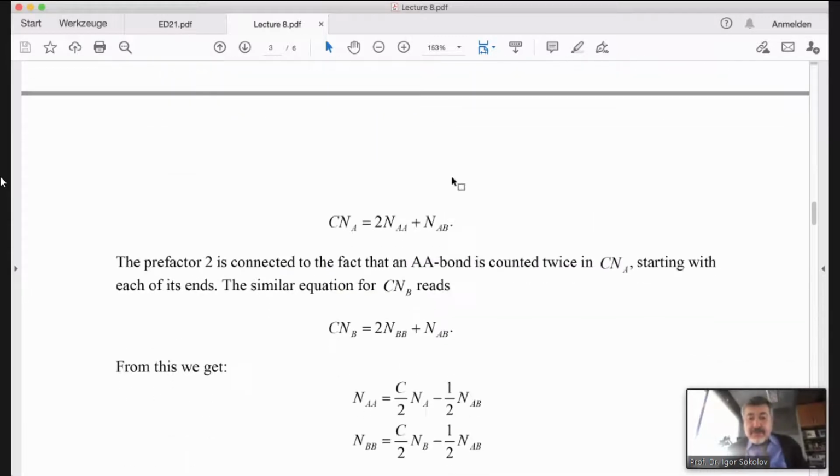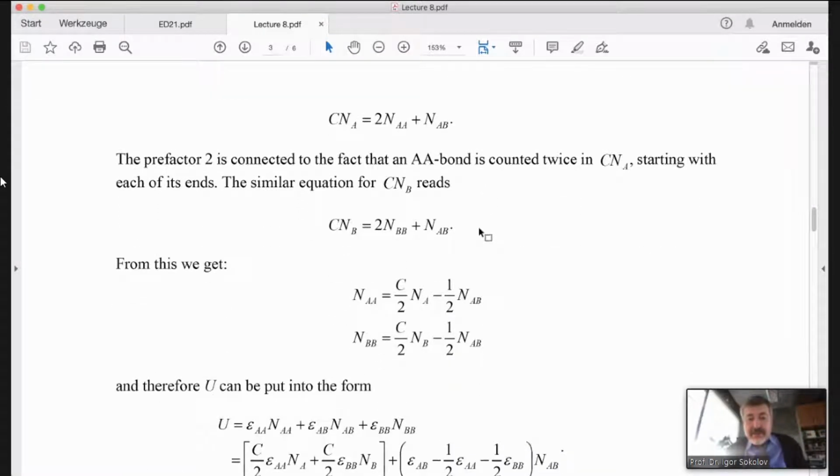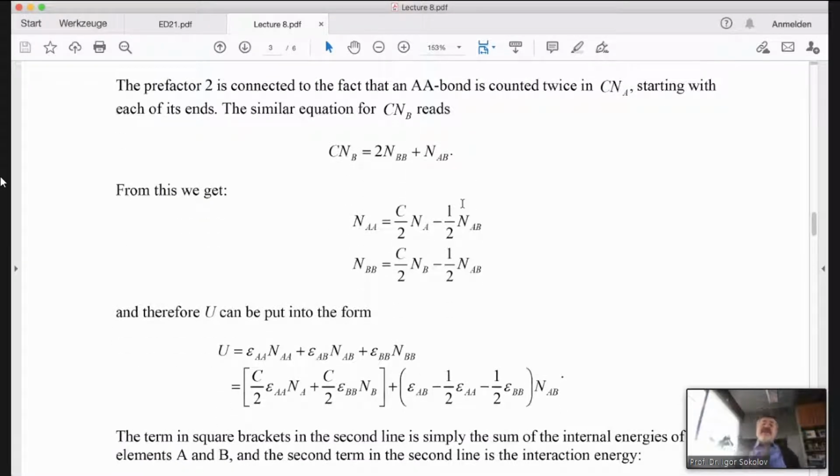So I obtain this equation. Hope it's clear. If not, draw a picture yourself. Then by symmetry, it's the same for B. And this means that essentially, with the number of A and B atoms fixed, I have only one free parameter, which governs NAA and NAB, and this is NAB. This is the number of bonds, or the number of pairs consisting of two different atoms.